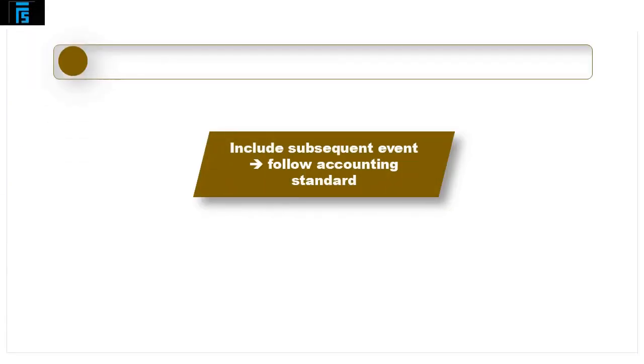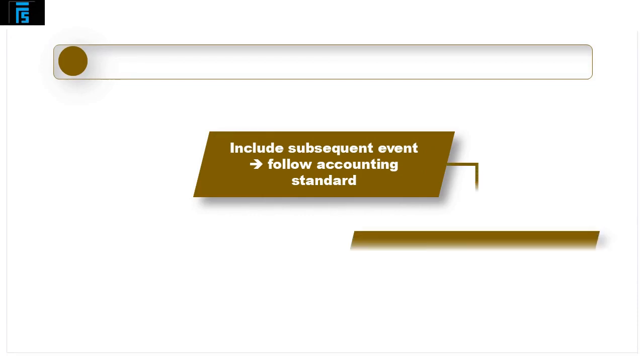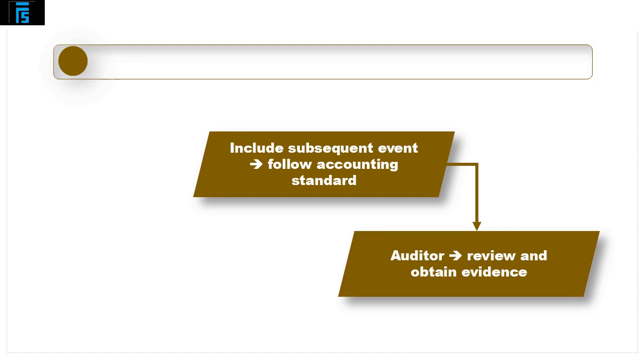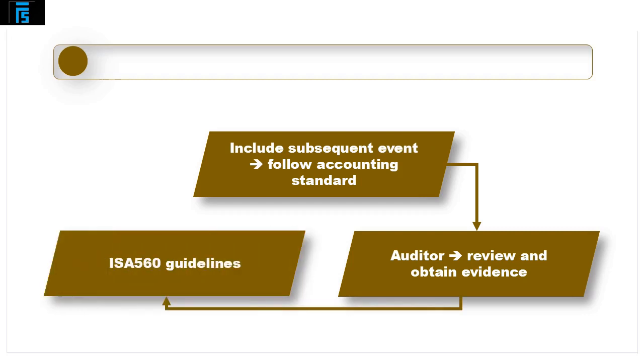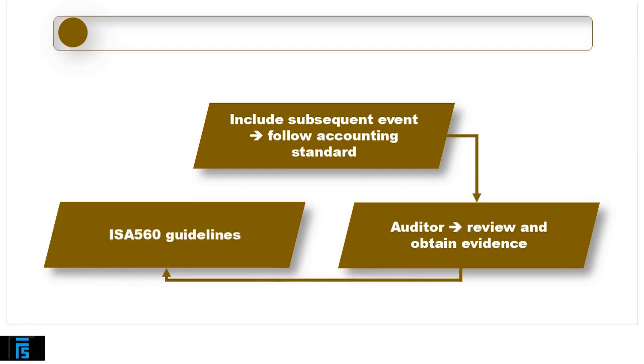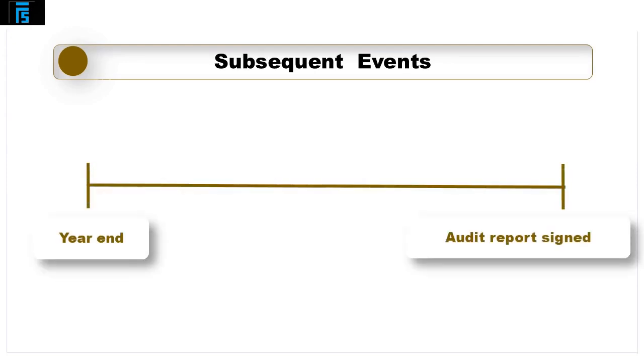The entity should include any subsequent events as per the accounting standard treatment. The auditor must then review any events and their treatment in the financial statements, plus perform other audit procedures to obtain evidence of any further events that may have been missed. They do this with the guidance from their auditing standard ISA 560. ISA 560 subsequent events states that sufficient appropriate evidence must be obtained on events that occur from the year-end date to the date the audit report is signed.